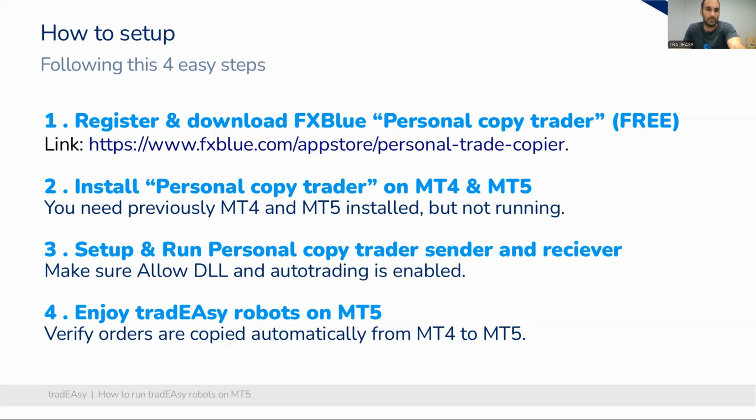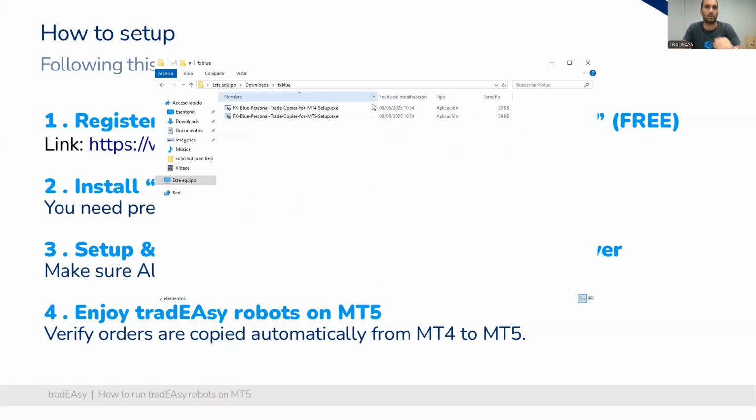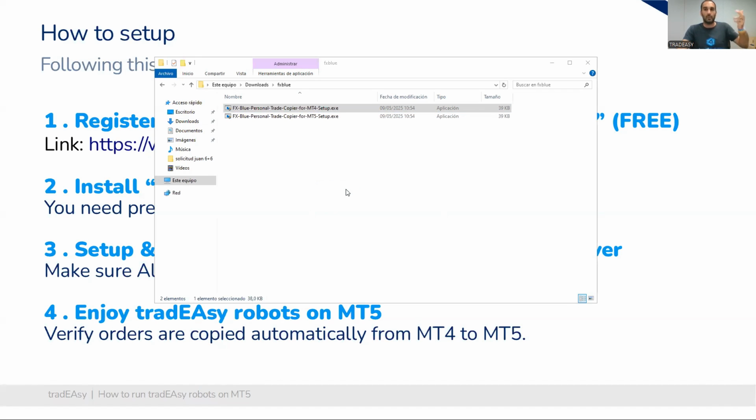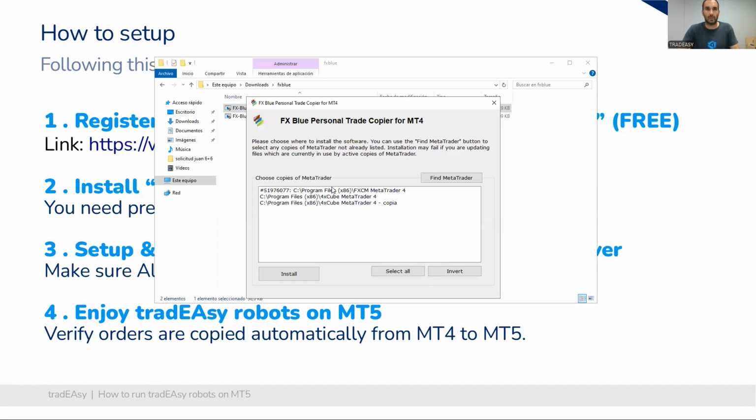When you go to the installer section, you will have the 2 files, okay? Here you will have one labeled FXBLUE Personal Trader Copier for Metatrader 4, and the other will say for Metatrader 5. For example, we would select the one for Metatrader 4, okay? And the installer downloader will appear, and then you will have to choose in which Metatrader 4, if you have more than one, you want to install it, okay? You can select all of them, or you can select just one, okay? Whichever you prefer.